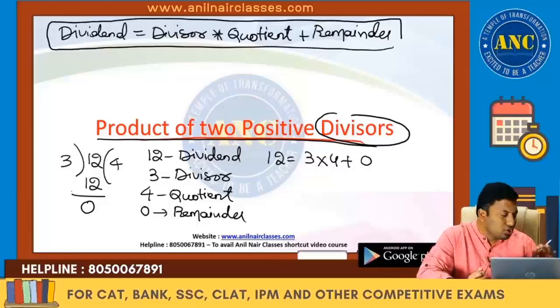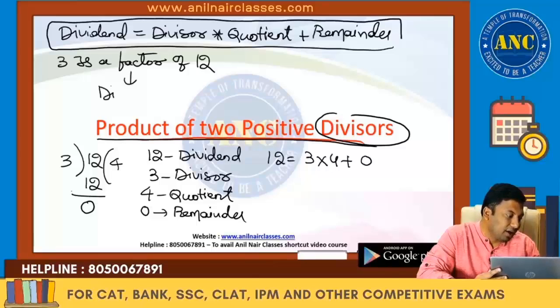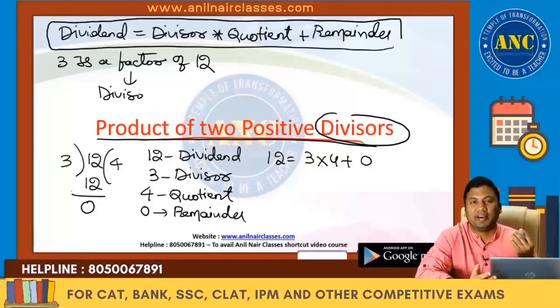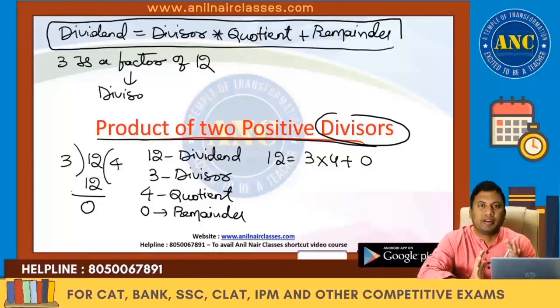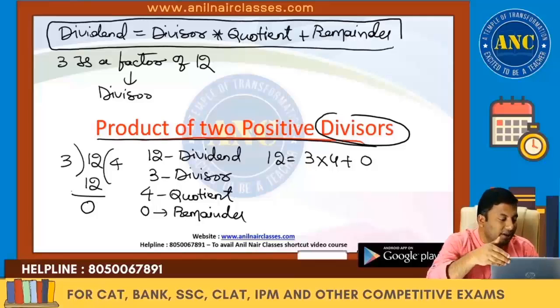Now if you observe, 12 when divided by 3, remainder is 0. If the remainder is 0, then 3 is called a factor of 12. 3 is a factor or a divisor of 12. Both are synonyms. So wherever you get the word factor or divisor, both represent the same thing. That is, when that number is divided by this number, the remainder will be 0.